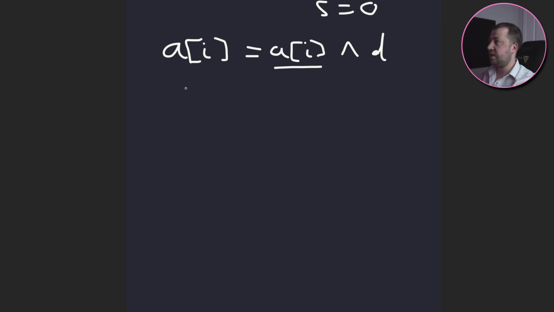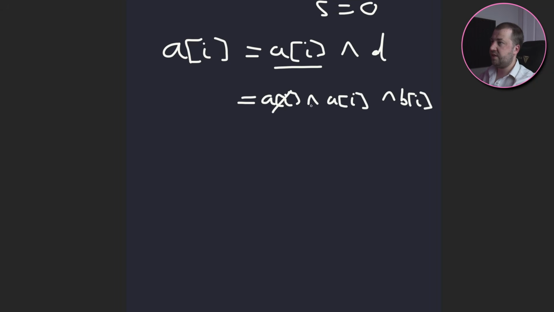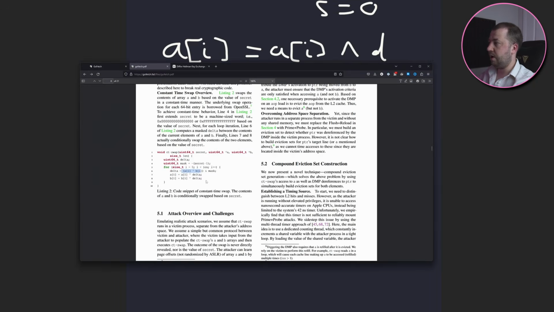So what you'll find is then that sets AI to be equal to AI XORed with AI XORed with BI, right? Because that comes from the delta. And then these cancel out so that you end up with AI is equal to BI, and the same applies for the B side. So this is how it can conditionally swap two arrays in constant time.